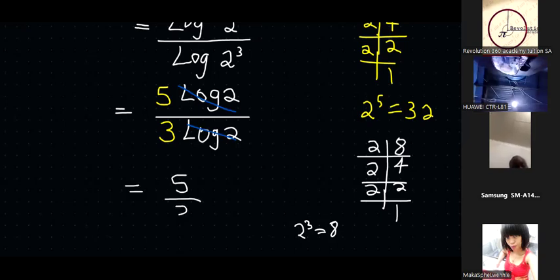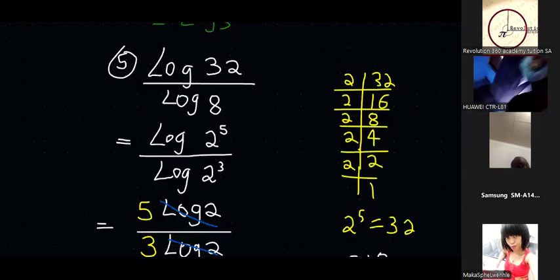So 5/3 should be your answer. If you're going to go to the calculator, you take this and punch it on the calculator. You'll get what? You'll get 5/3. Let's punch it. Tell me what's the answer.